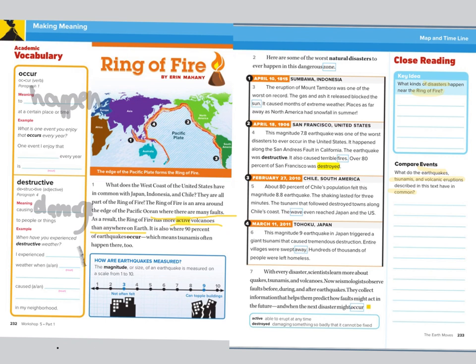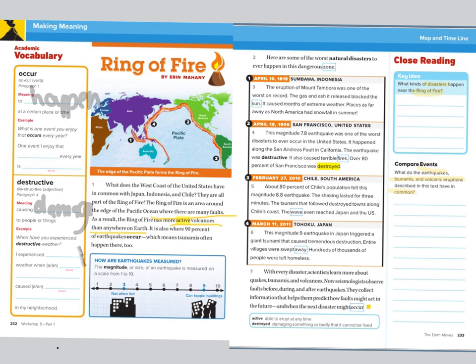All right, March 11th, 2011. This magnitude 9 earthquake in Japan triggered a giant tsunami that caused tremendous destruction. Entire villages were swept away. Hundreds of thousands of people were left homeless.